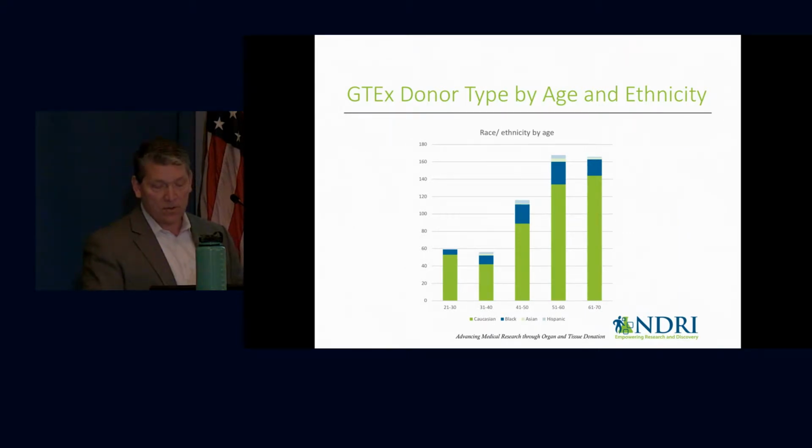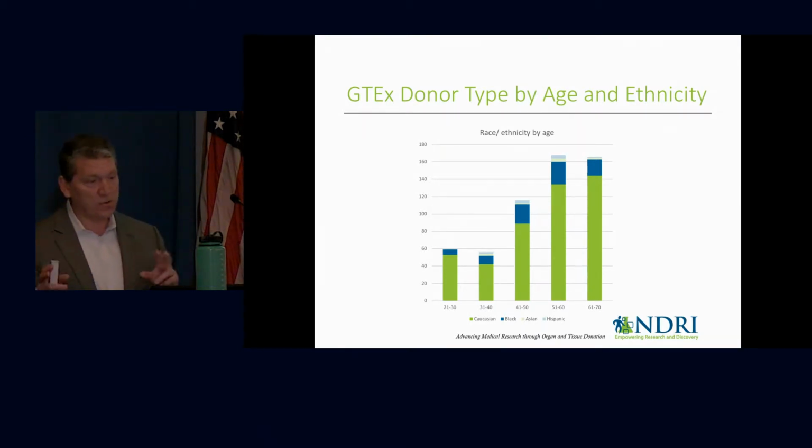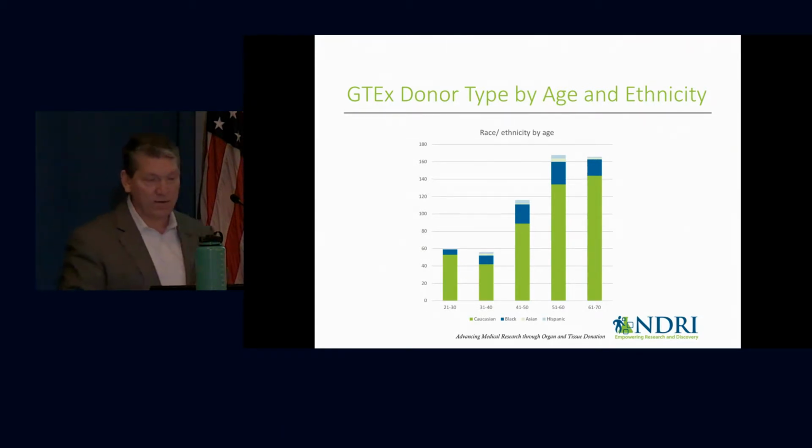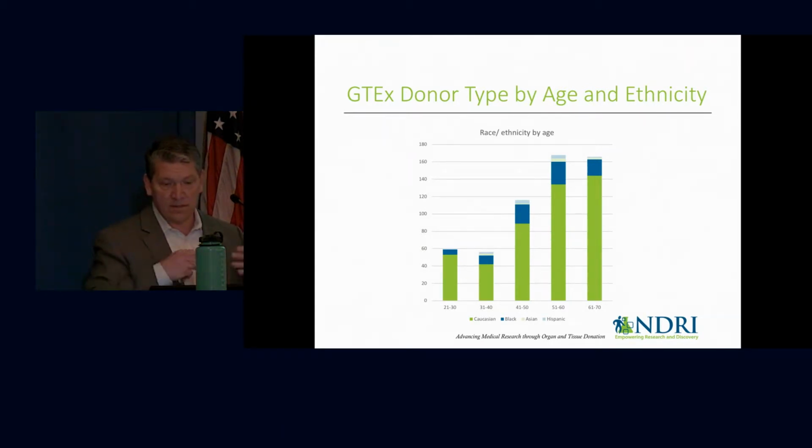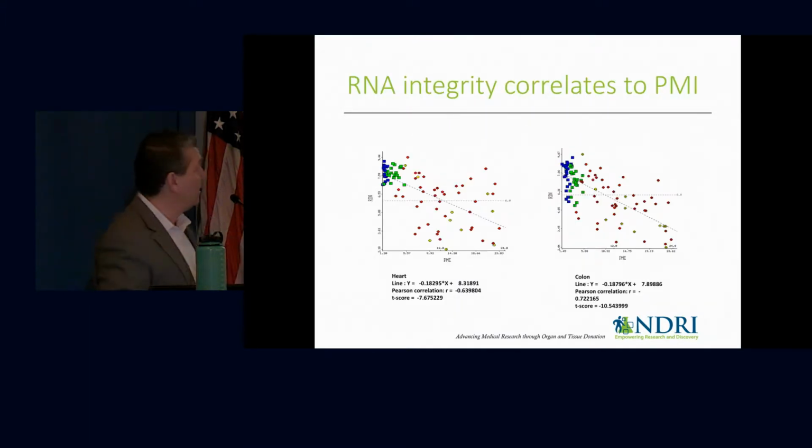Most of the donors were 48 years of age or older. Most were Caucasians. I won't get into the specifics of that, but there's cultural and religious reasons why I think other ethnicities and populations don't typically consent for donation. Again, that's one of the problems and complexities that we have to deal with in human tissue sourcing.